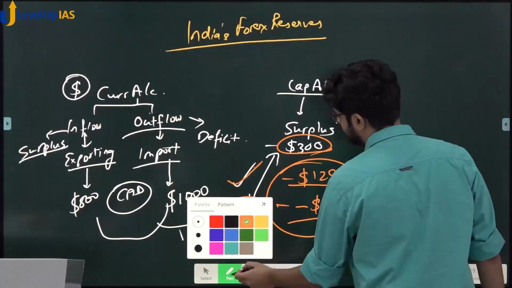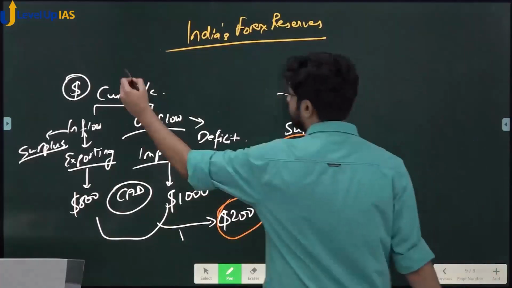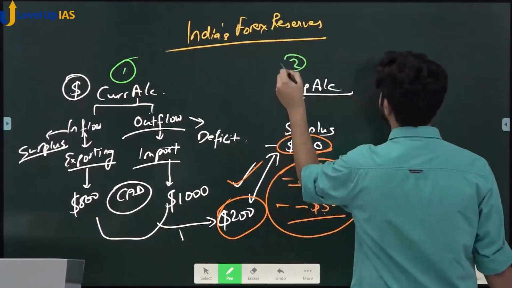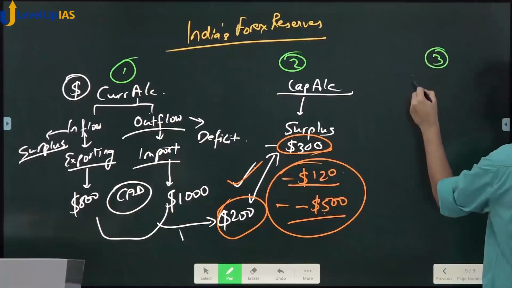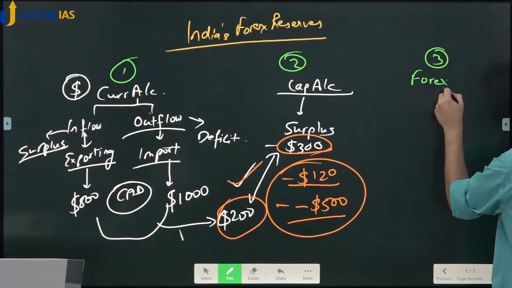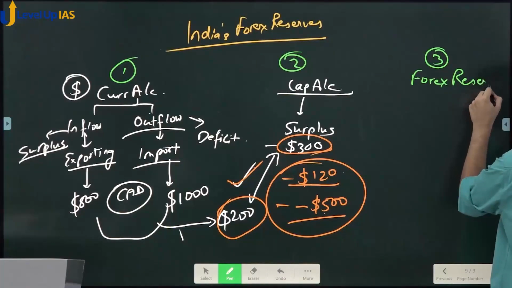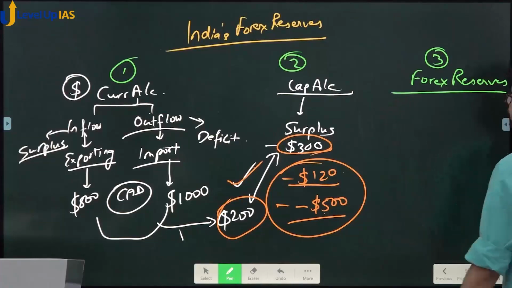Then the third stage comes. Who is coming to the rescue? This is the first stage. This is the second stage. Third stage is, pay attention here, Forex reserves. Forex means foreign exchange. Reserves means जो reserve रखा है.